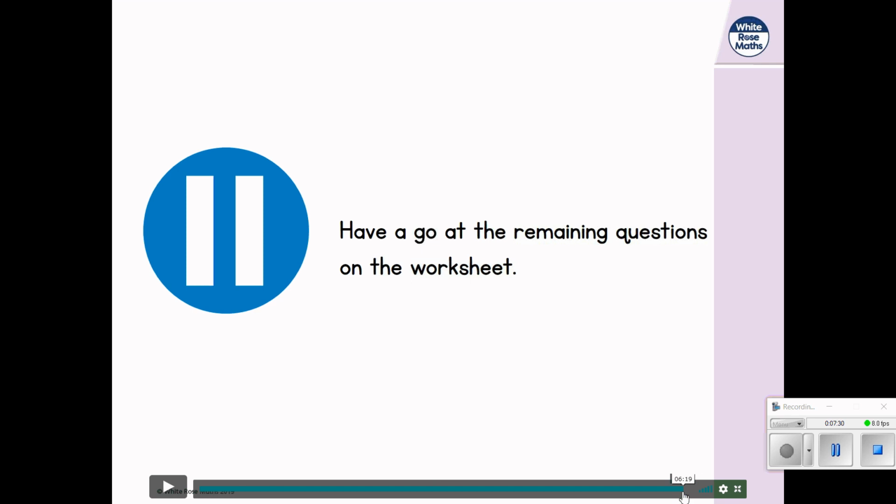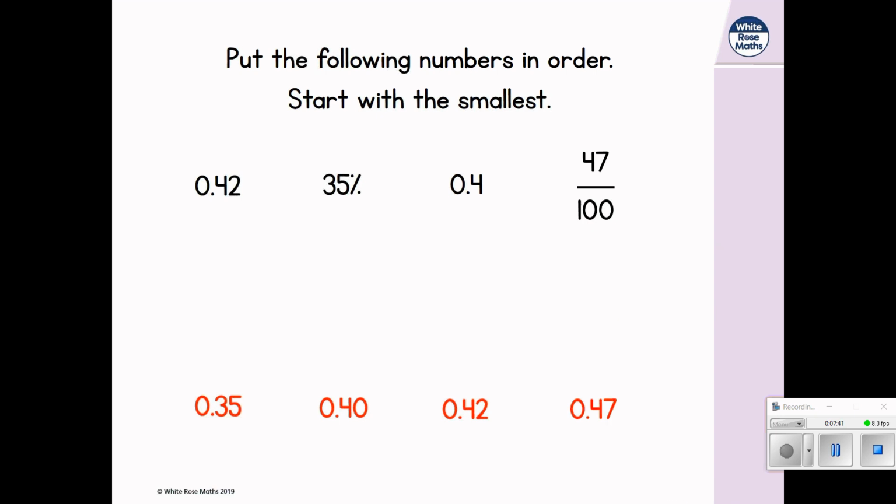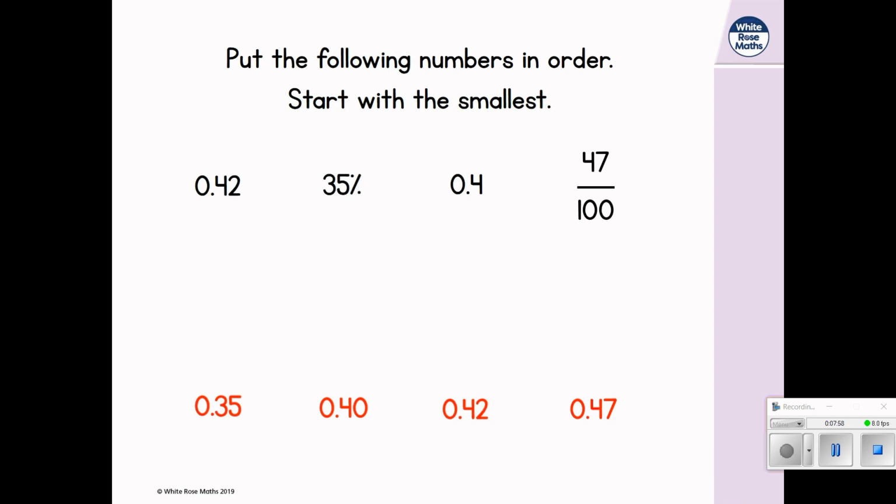Just going to rewind the video ever so slightly because I wanted to show you this bit. Once we've got the numbers that are all in the same format, to answer the question you will need to put them back into their original format. So here we know that we're starting with 0.35, but that's actually the same as 35%. So it's important when you answer these questions that you write the answers back in their original format.